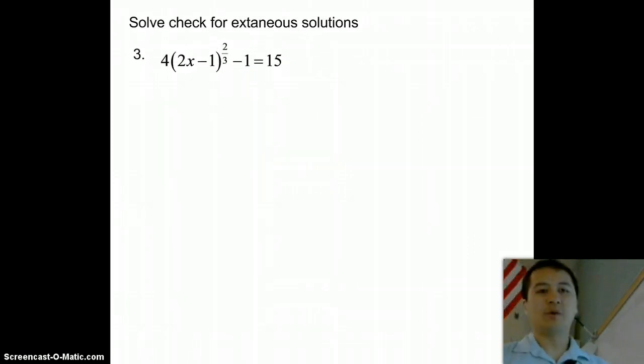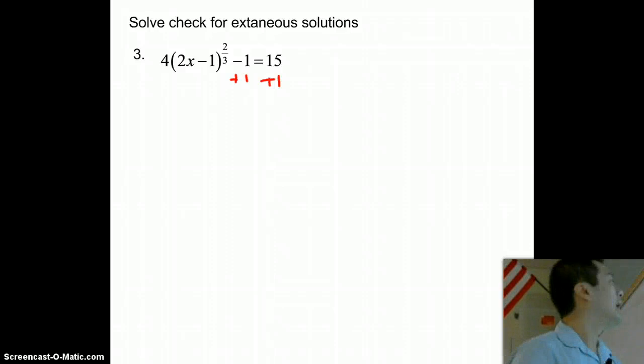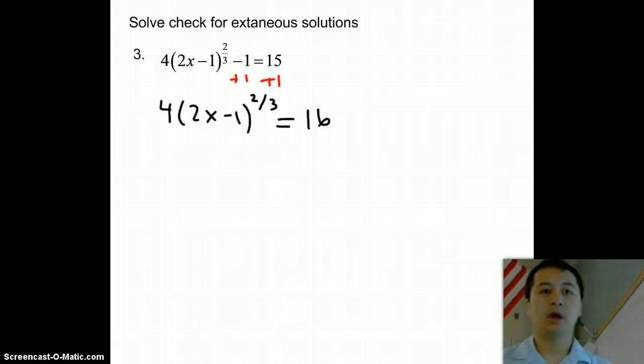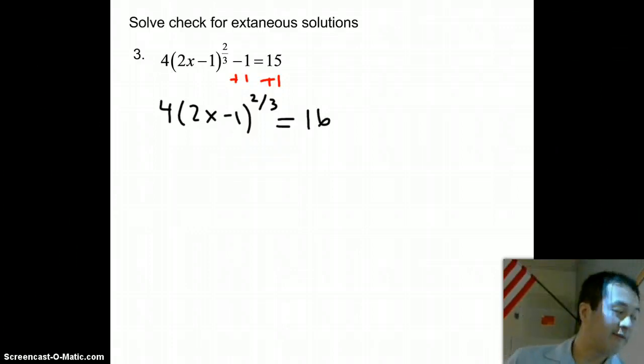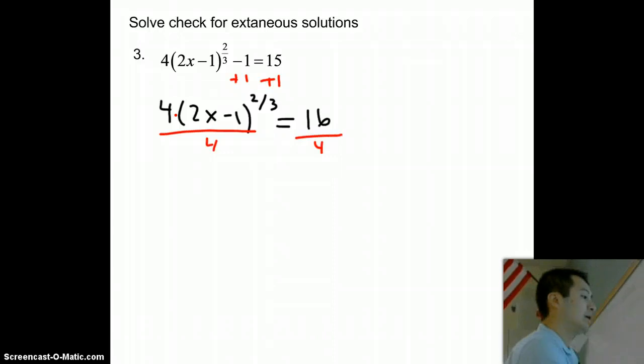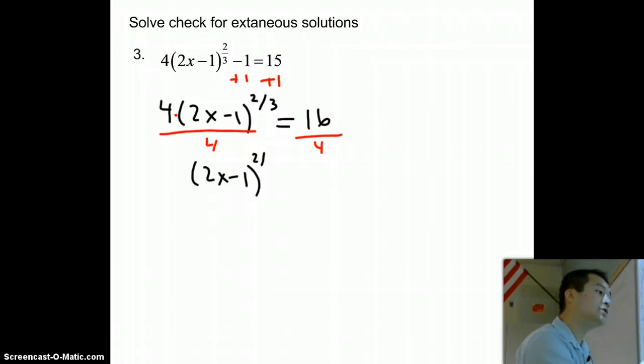Alright, last one. Solve for extraneous solution. A little bit harder. So, same idea though. Get rid of what you can first. What's easiest to get rid of here? I could get rid of the 1. Add 1 to both sides. I got a 4 times (2x minus 1) to the 2/3 power equals 16. What do I get rid of now? Get rid of the 4. This is times 4. Divide by 4. (2x minus 1) to the 2/3 power equals 4.